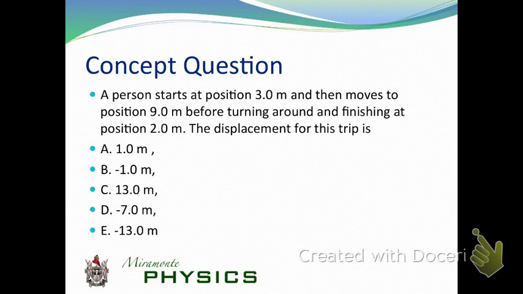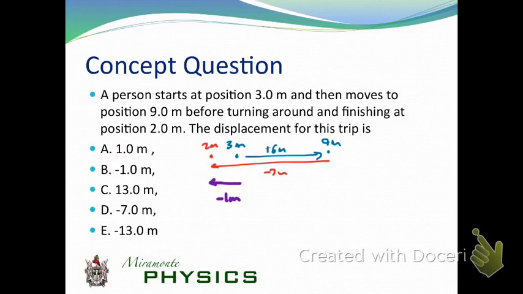Hopefully you can figure it out in your head. Here's a little sketch, and we're going to solve it together. 3.0 meters to 9.0 meters. That's your first displacement. So you can think of a little vector that would be 6 meters long. Then you're going to come back a total of negative 7 meters because you're going to end up at 2 meters. So what is your total net displacement? Well, you just add the two vectors together and you get negative 1 meter. So that was the correct answer, answer B.